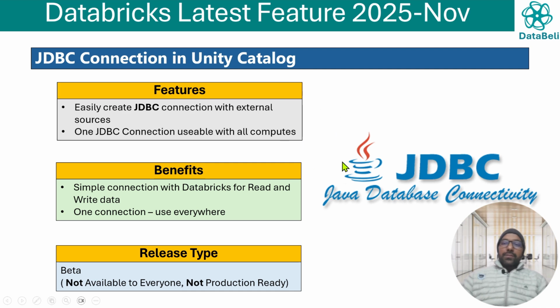Before this feature was released, as we know, Spark itself can also connect with JDBC, but every time we create a JDBC connection, in the code itself we need to specify the URL, username, password and other details. But now they have made it very simplified. We can create a simple JDBC connection with external sources within Unity Catalog. We will see how exactly we can define it, but we define it once and then we can use it anywhere in the code with all types of computes.